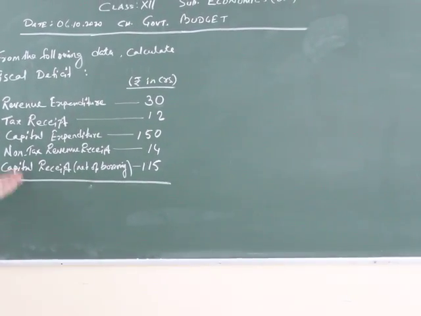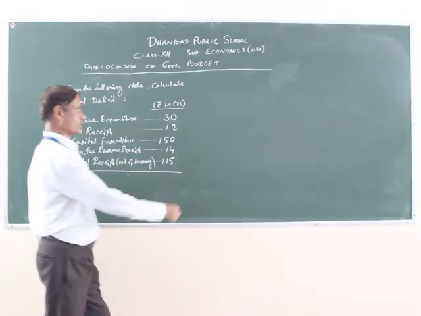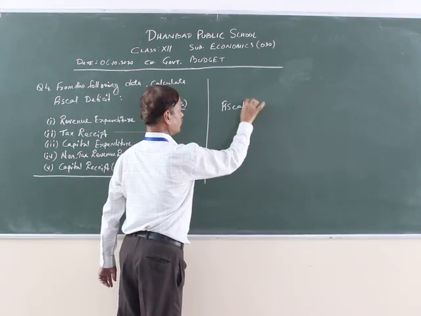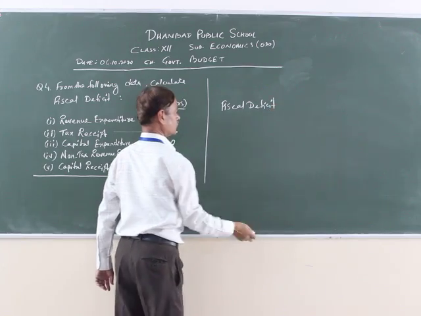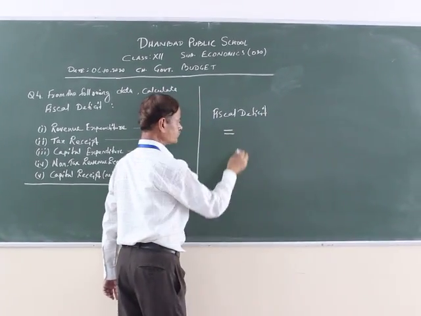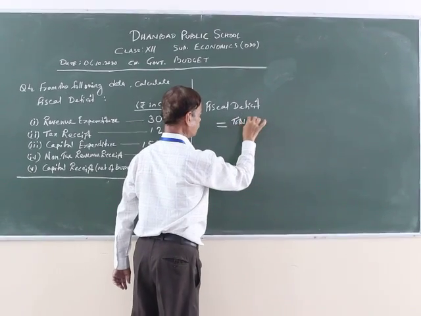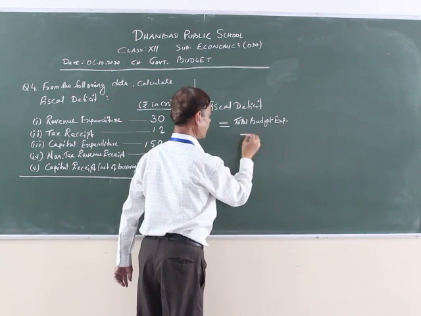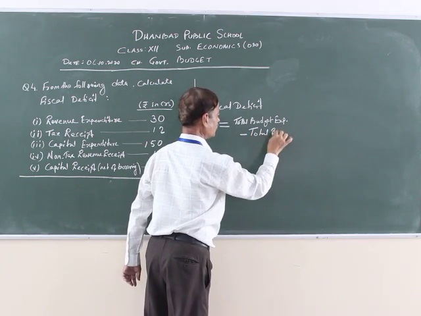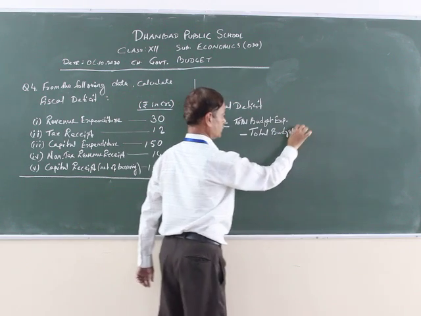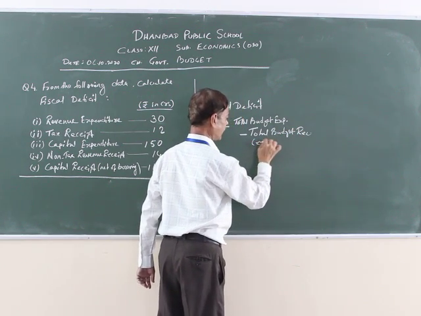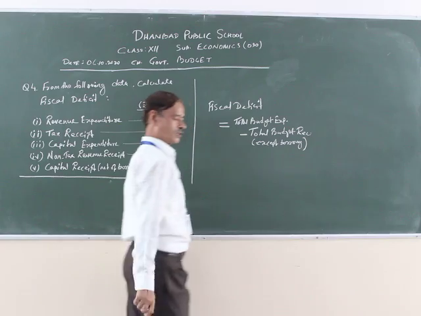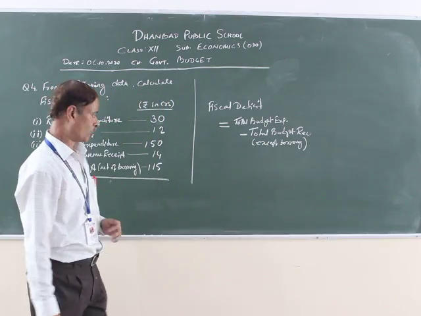So here what we have to find? We have to find the fiscal deficit. So you say, what is fiscal deficit? You know that fiscal deficit is equal to total budget expenditure minus total budget receipt except borrowing, and it is also the same as the amount of borrowing.